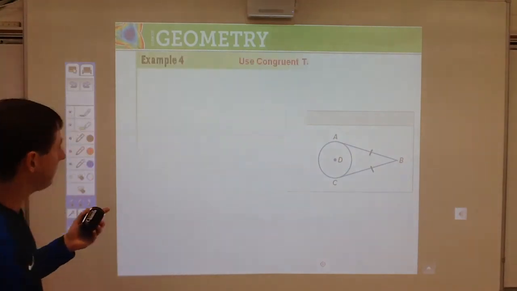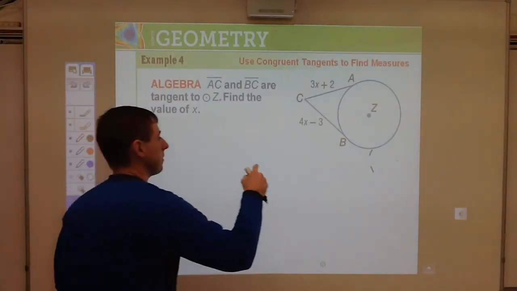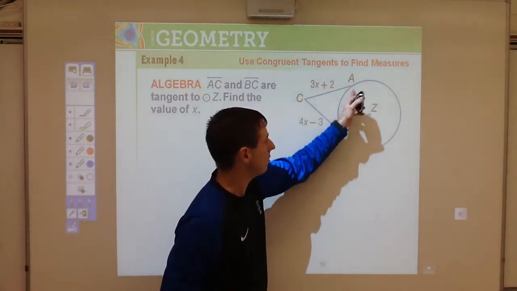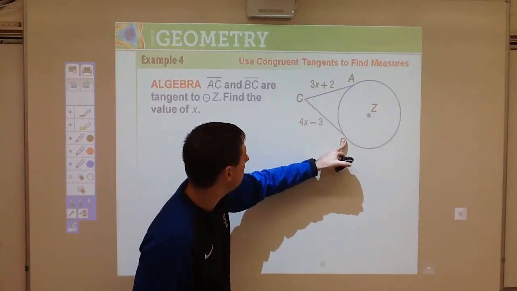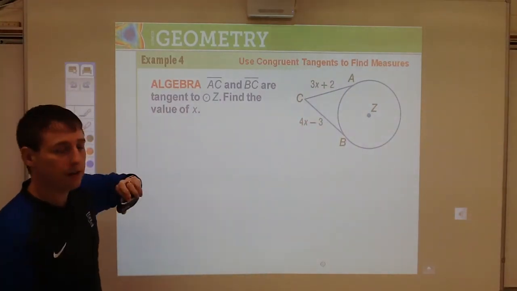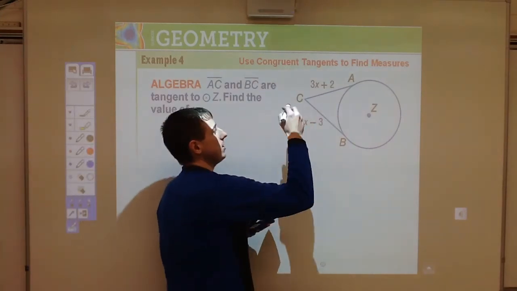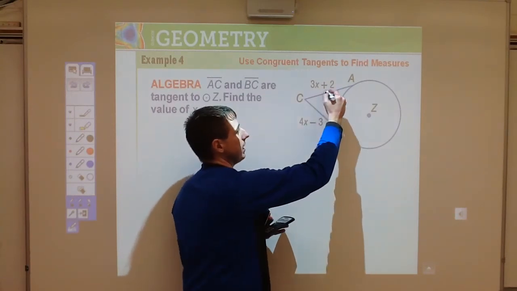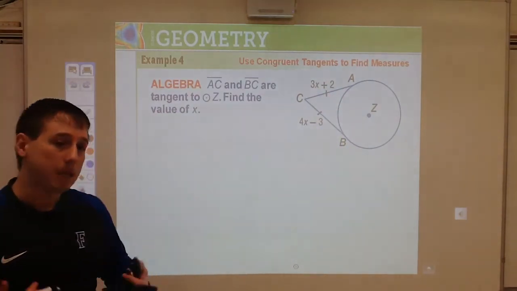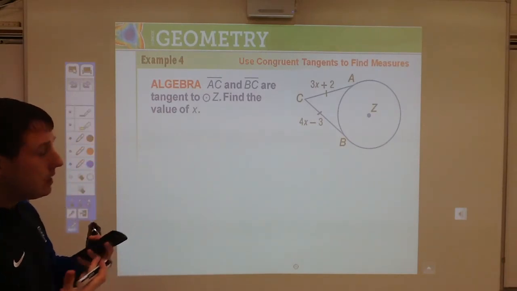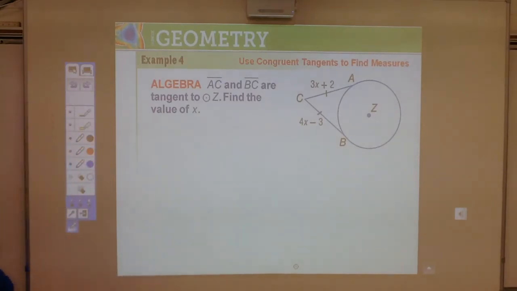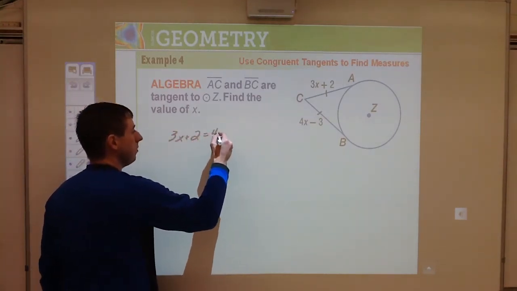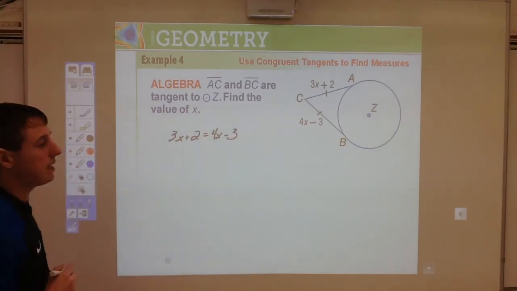Okay, so here we go, so an example. So this first example here says AC and BC are tangent to the circle. So we have circle Z, that's a tangent line, that's a tangent line, and it says find the value of x. So if you understand the idea that I just said on the last slide, this distance is the same as this distance, always. If they're both tangent, they're the same length. So if those are the same length, I need to set them equal to each other. Set them equal. So here we go. 3x plus 2 is going to equal 4x minus 3 because they're the same size.